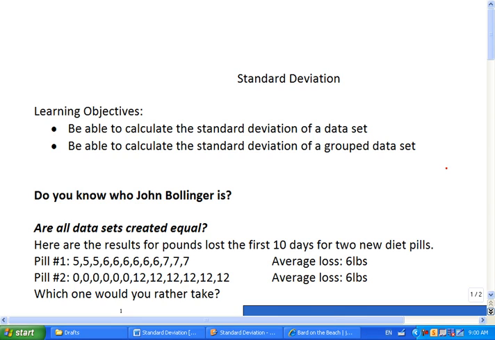Okay, so the first couple of things we're going to talk about today is, first of all, we want to be able to calculate standard deviation. And most of you are probably going, what the heck is standard deviation? Don't worry about that. I'll make it clear to you in a minute.